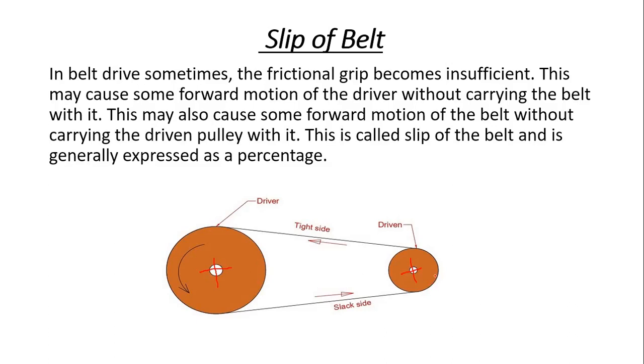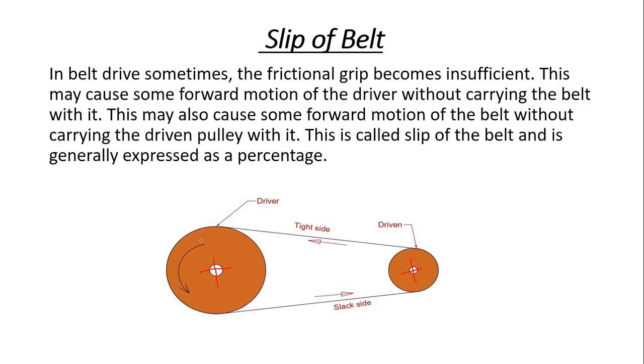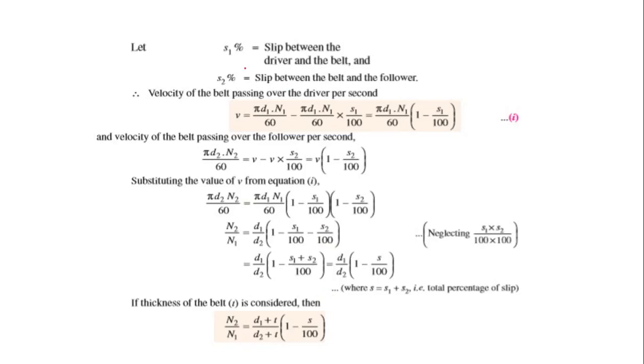Generally slip can be expressed as a percentage, and now we can better understand from the derivation of slip of belt. Suppose S1 percentage slip occurs in this system, which is the driver and belt system, and S2 percentage slip occurs during the driven pulley and belt system. Now we can see here this is the S1 percent slip between the driver and belt, and this S2 percent is the slip between the belt and the follower, we can say driven.